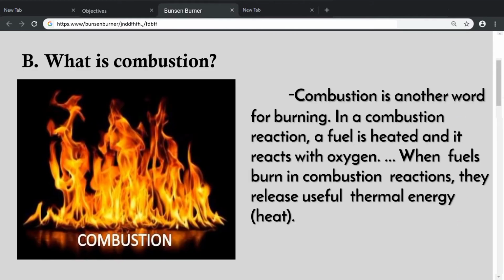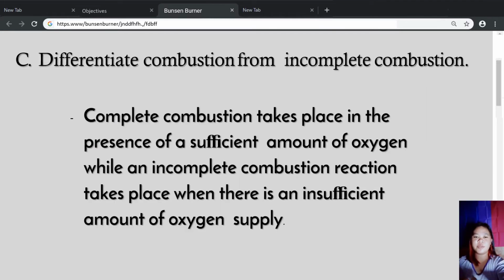What is combustion? Combustion is another word for burning. In a combustion reaction, a fuel is heated and it reacts with oxygen. When fuels burn in combustion reactions, they release useful thermal energy or heat. What is the difference between complete combustion and incomplete combustion?